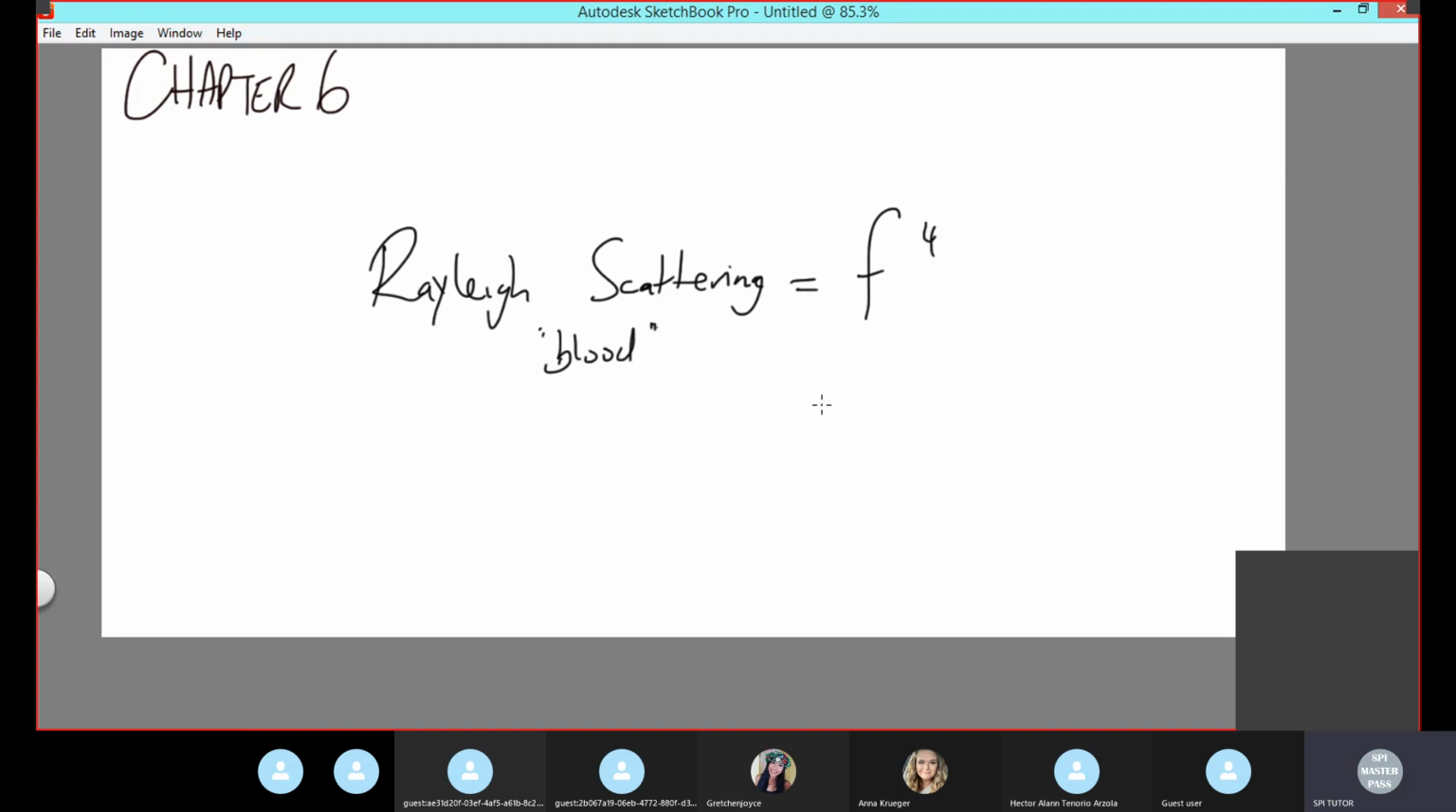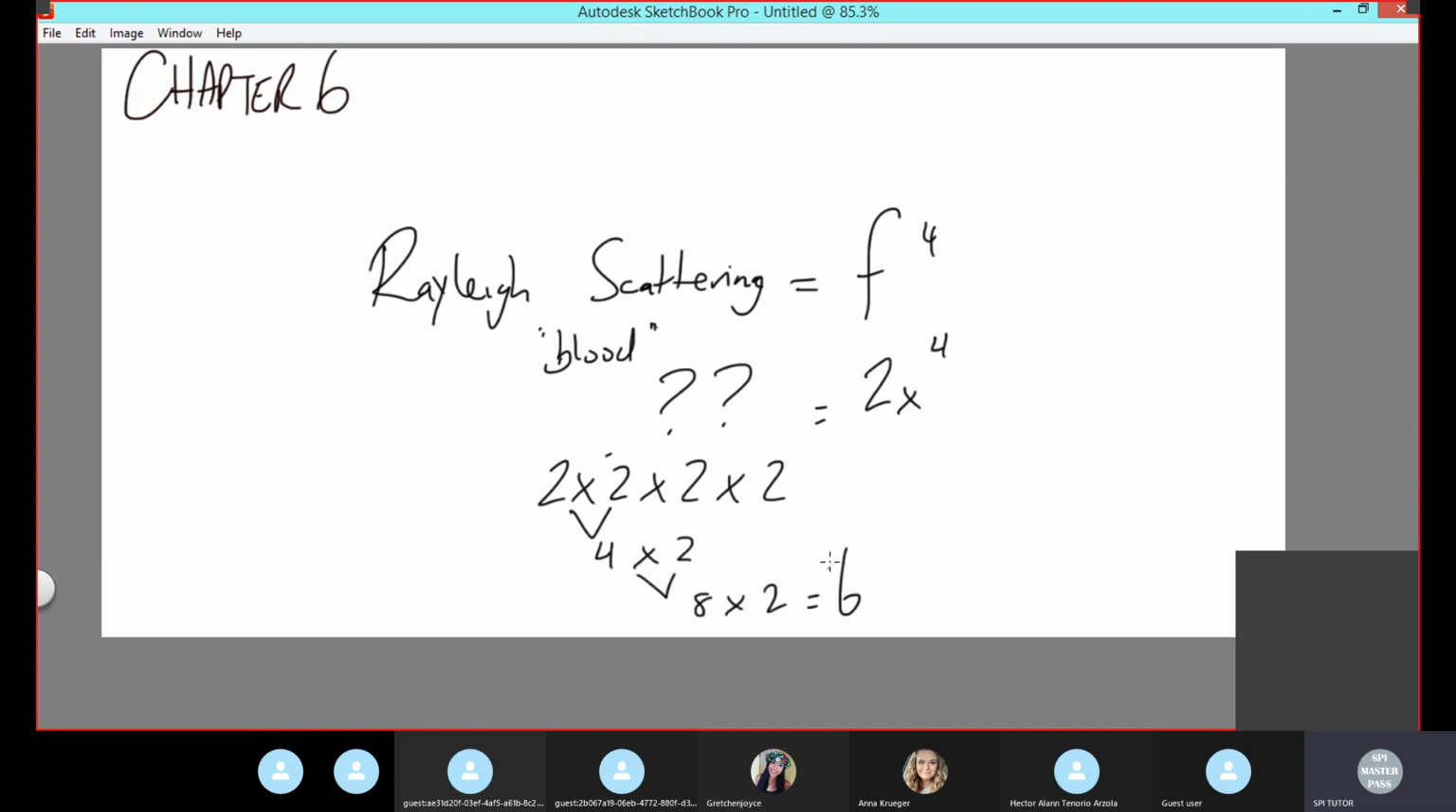Okay. And a simple question that maybe you could get is your frequency doubled, and they want to know what happened to your Rayleigh scattering. So if your frequency doubled, it actually doubled to the fourth. So your Rayleigh scattering is 2 times 2 times 2 times 2. 2 times 2 is 4. 4 times 2 is 8. 8 times 2 is 16. So with your frequency doubling, your Rayleigh scattering got multiplied by 16 times, which is huge.